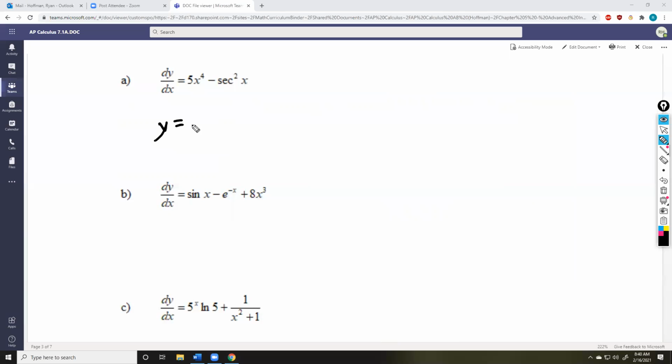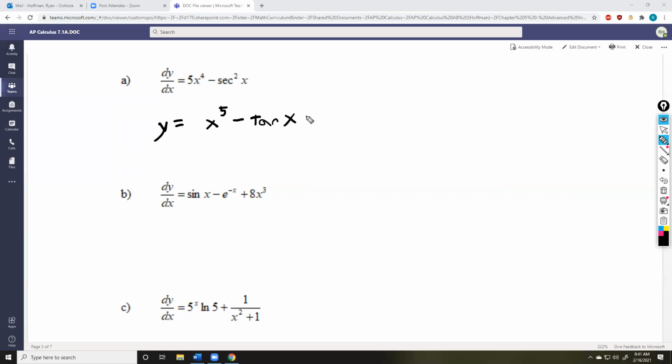So if the derivative was 5x to the fourth minus secant squared of x, well, the antiderivative here would be the antiderivative of 5x to the fourth. Well, then I must have had an x to the fifth. And what goes out in front here? Well, just a 1. So it's just x to the fifth. And then minus what function has a derivative of secant squared? That's going to be tangent.